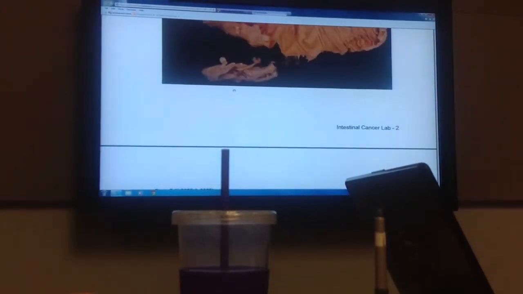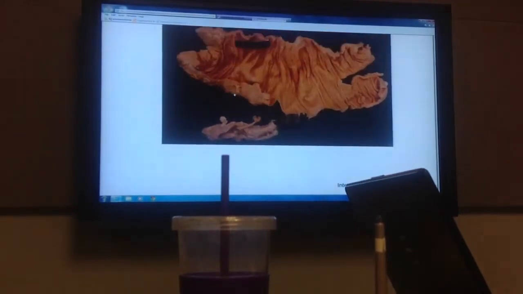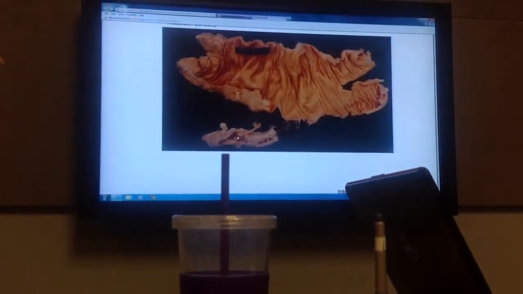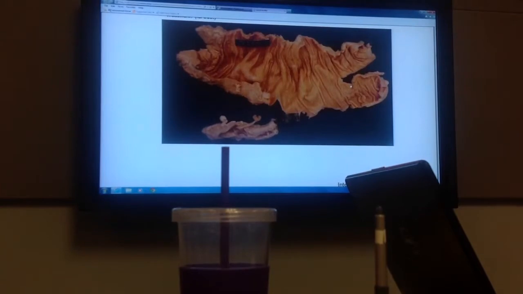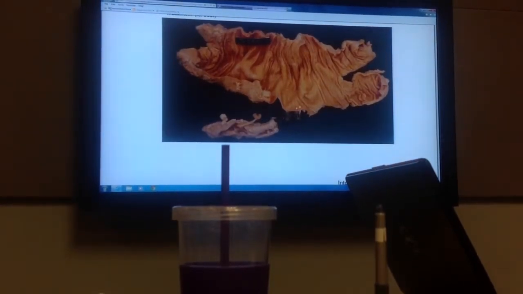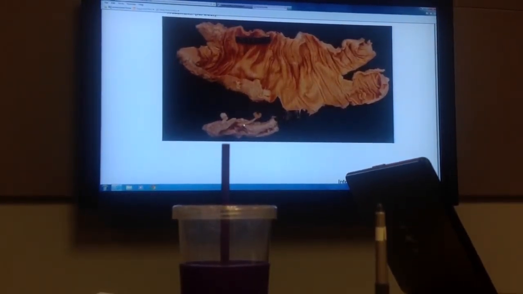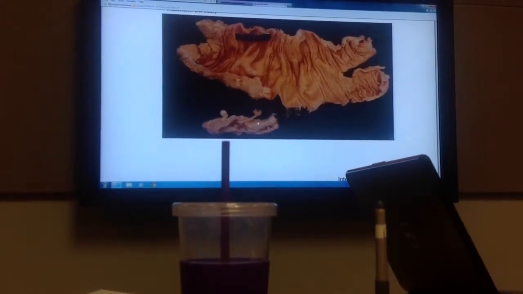So it looks to me like this is a funky one, like maybe they actually cut this out of here somewhere, or maybe this came from another resected portion of the colon. Yes.